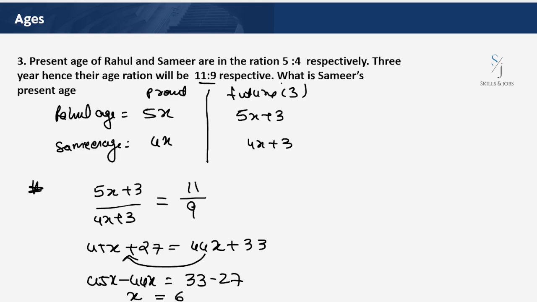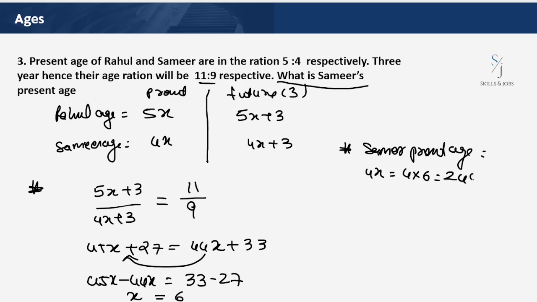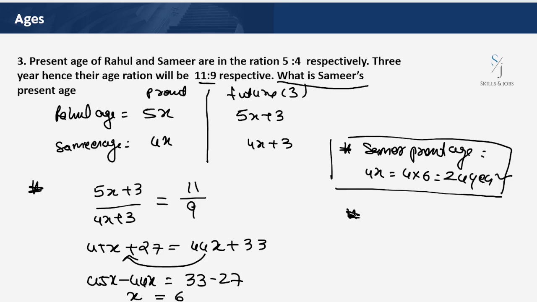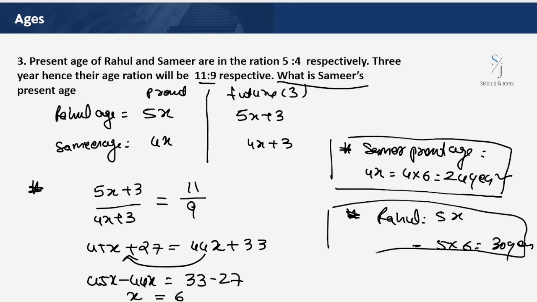Now what is asked? What is Samir's present age? So Samir's present age is equal to 4x is equal to 4 into 6. That is going to be 24 years. Okay, so this is the answer that is expected. Sometimes it may also be asked what is the age of Rahul also. In that case, you need to find Rahul's age also. So Rahul's age is going to be 5x. It is going to be 5 into 6, that is 30 years. Okay, so this is going to be the second answer.